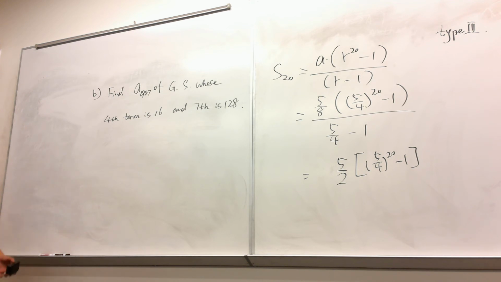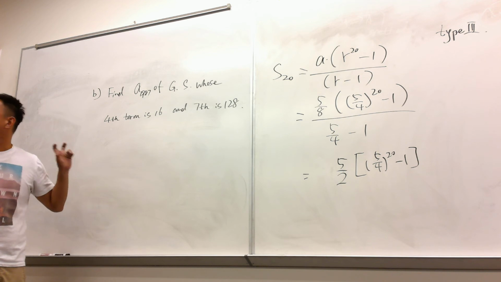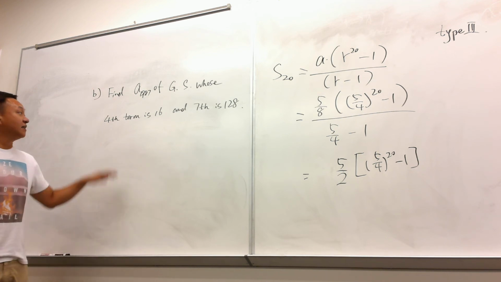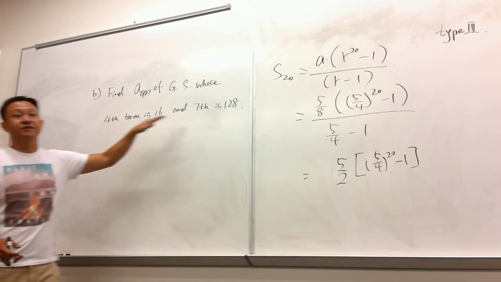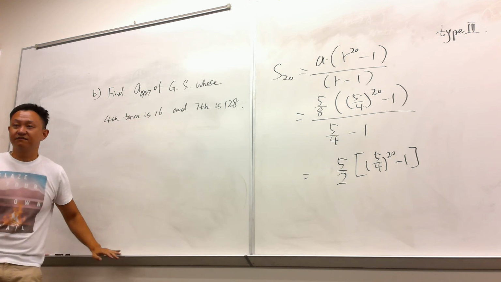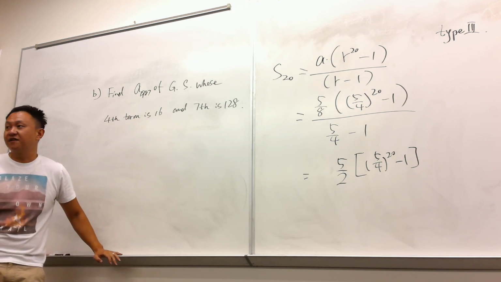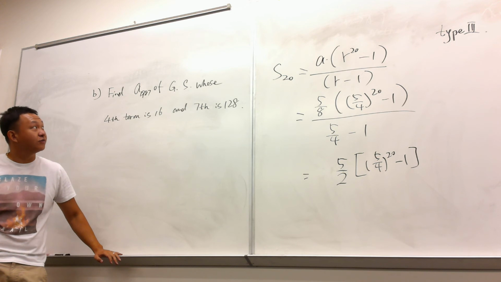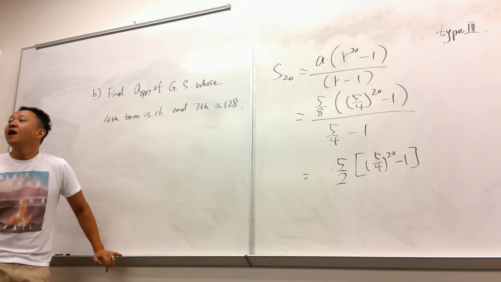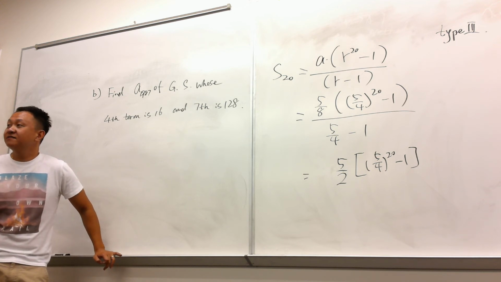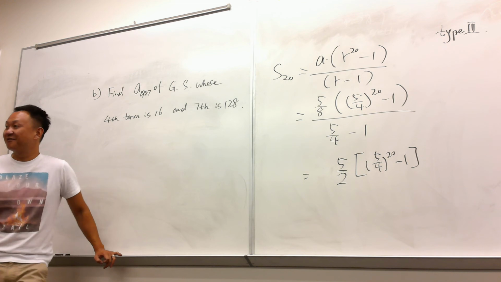Anyway guys, this is probably the general case, the type 3 question, which gives you two terms, and these two are not consecutive. So it's not that easy to find R. How are you going to deal with this kind of question? Are you with me, guys? Does that mean you don't deal with that? You still deal with that. Let me show you.